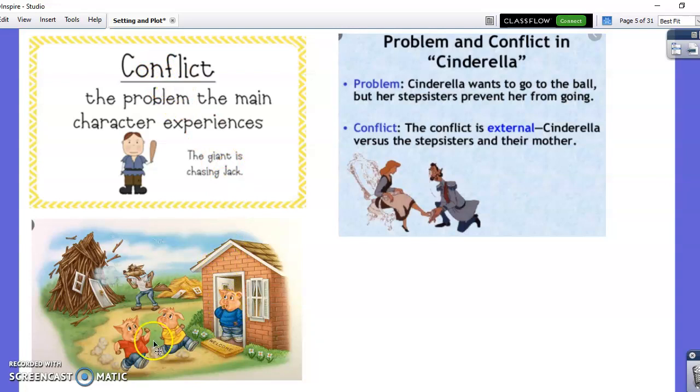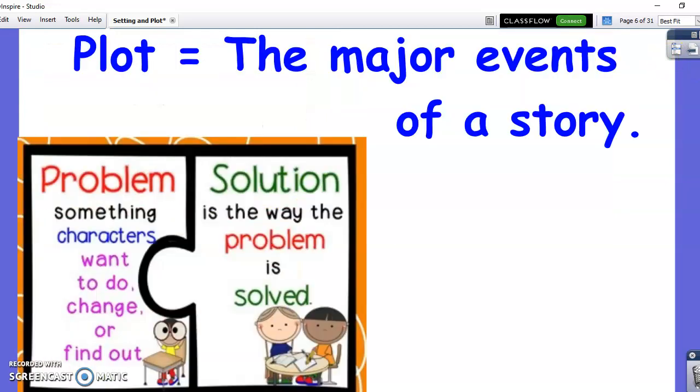What is the conflict in the Three Little Pigs? The conflict is the wolf who wants to eat them. The resolution, though, was when they built the brick house and they were saved. The problem in Cinderella is she needs to go to the ball so she can find someone to marry and get out of her house and away from her evil stepsisters. The resolution was when the fairy godmother makes her a beautiful dress and takes her to the ball and she meets the prince. The plot, we're talking about the major events of a story, which usually is the problem and solution.